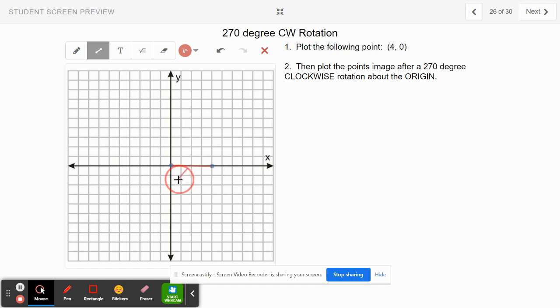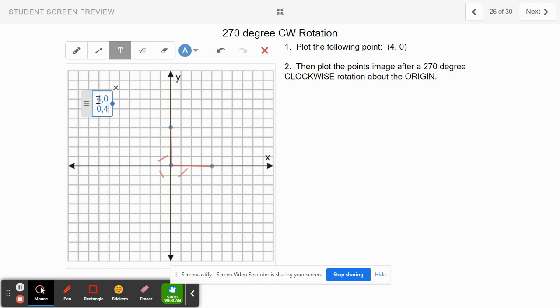So here's 90, 90, 90, 270. So this line is going to be facing up like this. And it's supposed to be 4 long, so I'll stop it right there. Now I'll put in a blue dot there where it's going to end up. I'm going to compare the two. It used to be 4, 0, but now it's 0 over and 4 up.